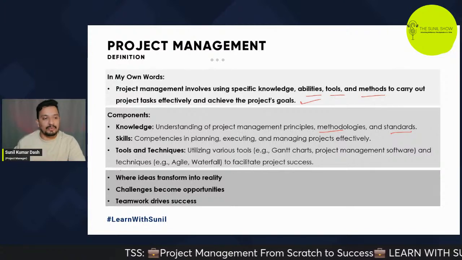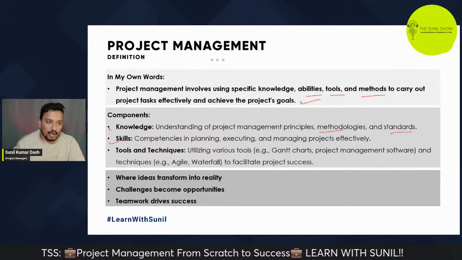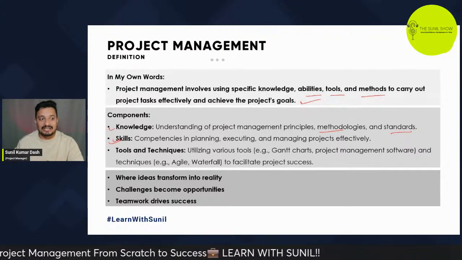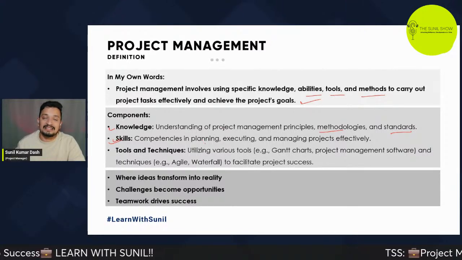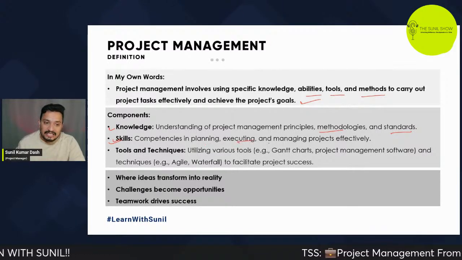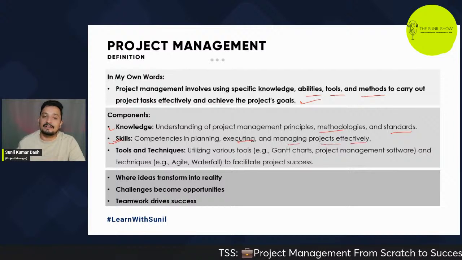Then the second component that we require is skills. Now, knowledge and skills are similar, but skills means you are well versed with something, like you have the competences in project planning, executing, and managing projects effectively.